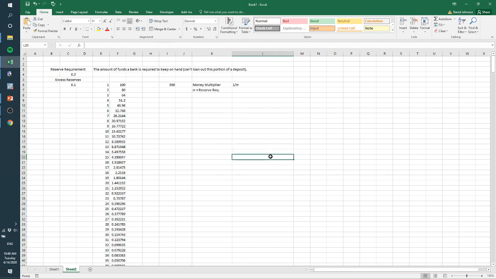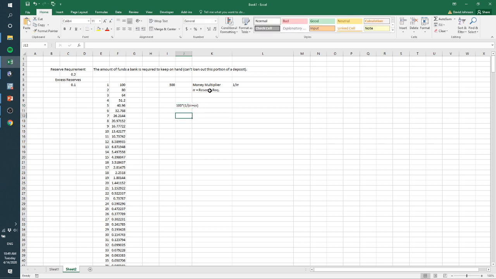And there we go. The correct answer is 500. And so there's two ways we can find this. First of all, we could have just gone the long way and said that banks are only loaning out 80% of each deposit. Or we could have taken the amount of the initial deposit, which is 100, and multiplied it by the money multiplier, which in this case would be 1 divided by the reserve requirement plus the excess reserves.